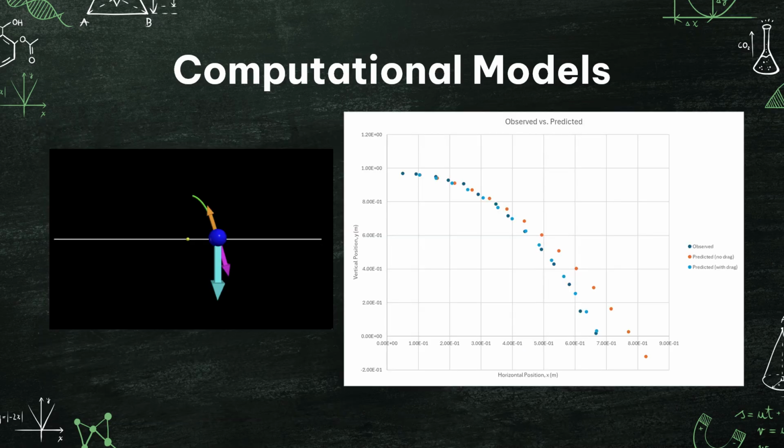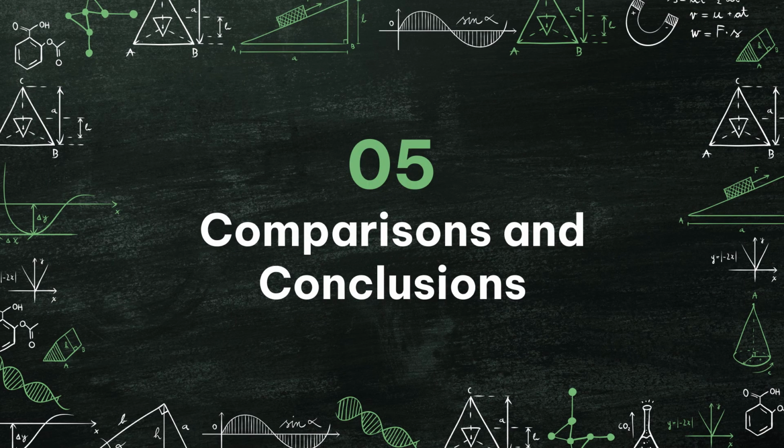Here you can see the visual representation of drag, velocity, and gravity on the ball. Gravity is directed downward, velocity is directed in the direction of motion, and drag is anti-parallel to that. Note that the model without drag would only have the 2 downward arrows and wouldn't have that orange arrow at the top. On the right, you can see the graphs of the observed data in green, the predicted without drag in orange, and the predicted with drag in light blue. So now we're going to compare the data and make some conclusions.